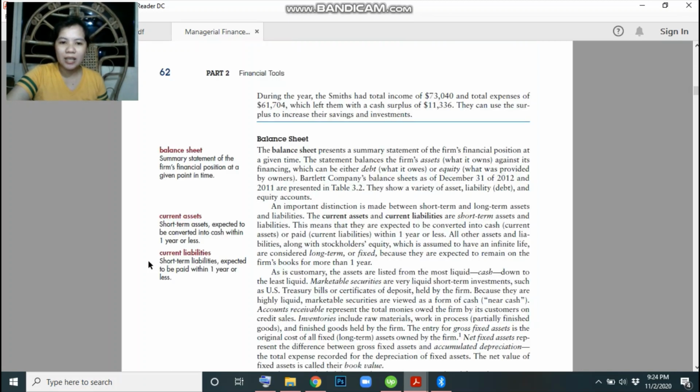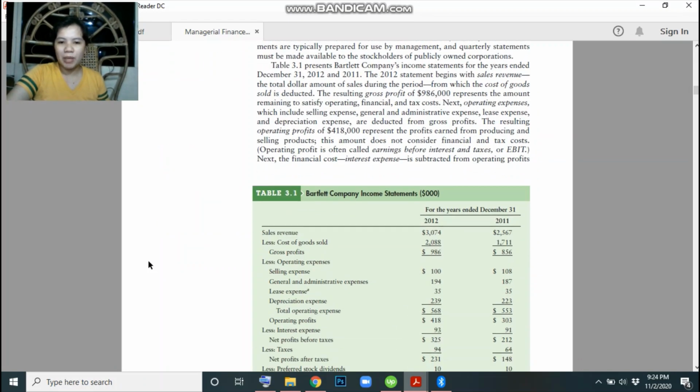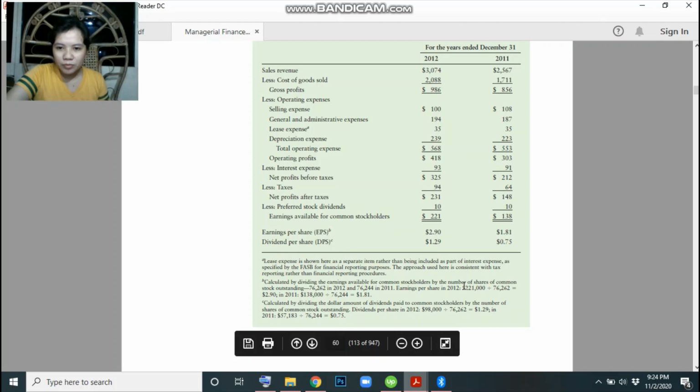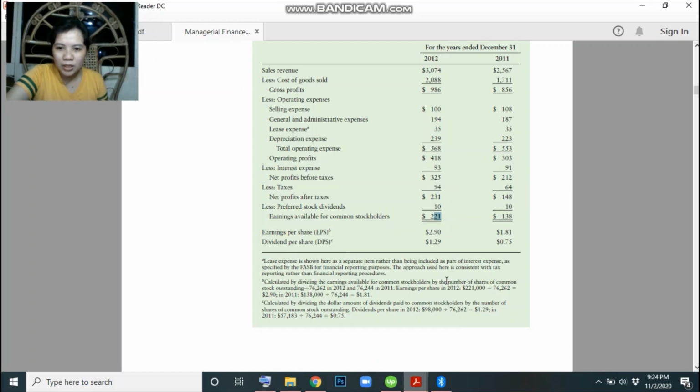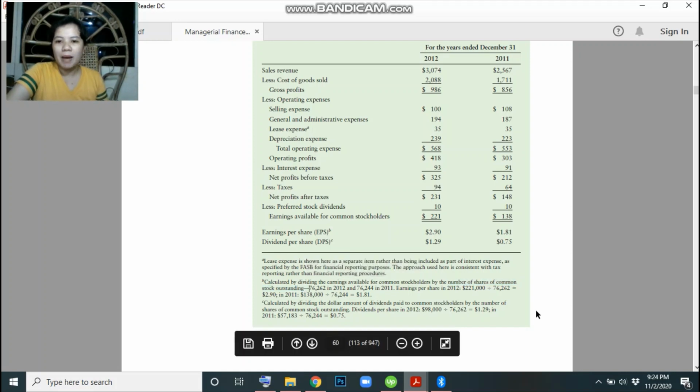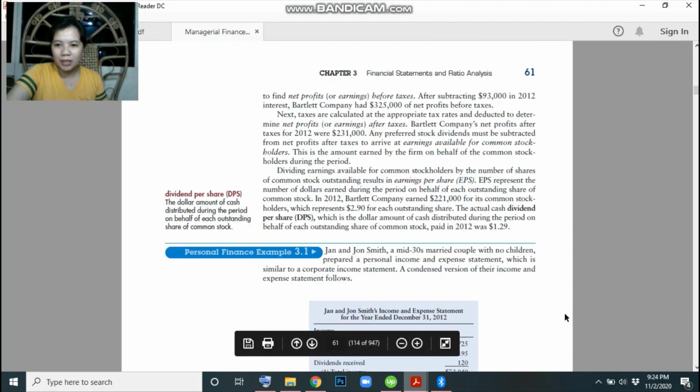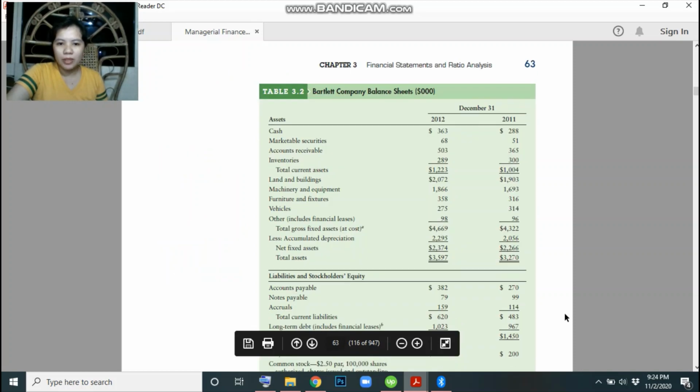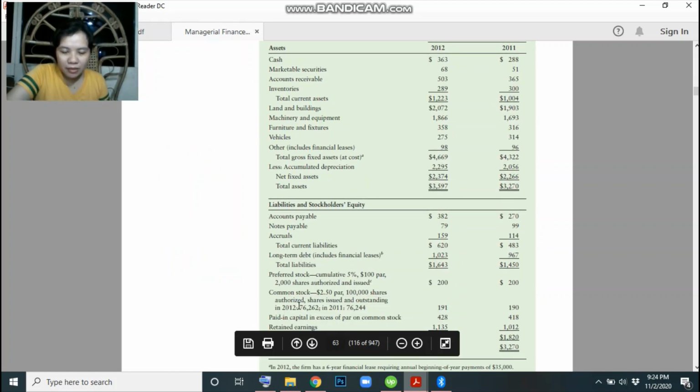Let's go back, class, to the DPS or the EPS, which we solved earlier. Earnings per share: 221,000 divided by 76,262, which is the number of shares of common stock outstanding that you can see in the balance sheet. 76,262 in 2012, 76,244 in 2011.